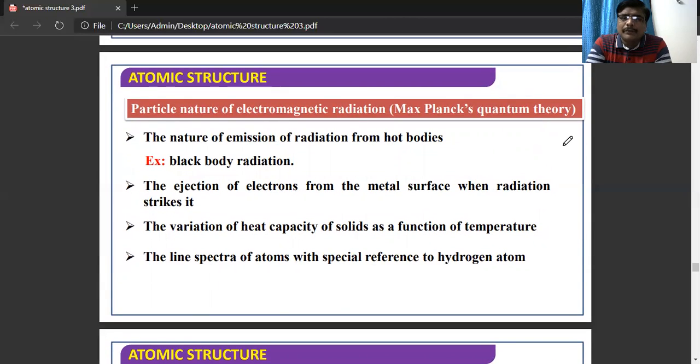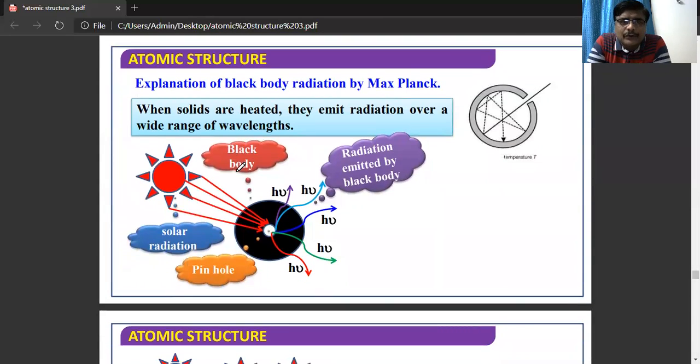Coming to Planck's quantum theory, it was proposed by Max Planck. It can explain the nature of emission of radiation from hot bodies, for example, black body radiation; the ejection of electrons from a metal surface when radiation strikes it; the variation of heat capacity of solids as a function of temperature; and the line spectra of atoms with reference to the hydrogen atom.